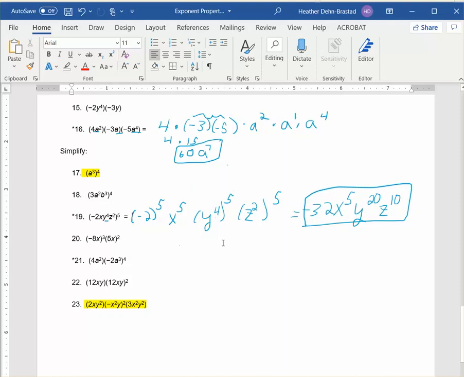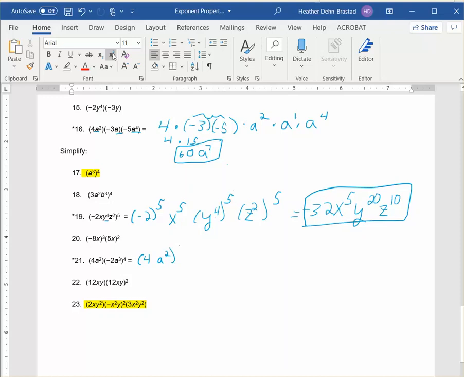All right, we've got time for one more problem. We have number 21. It says 4a to the second times negative 2a to the third, all to the fourth. This is very similar to the example at the top of your worksheet. I don't do anything to the first part. I'm just going to rewrite it as 4a to the second. Just hold that there for now.